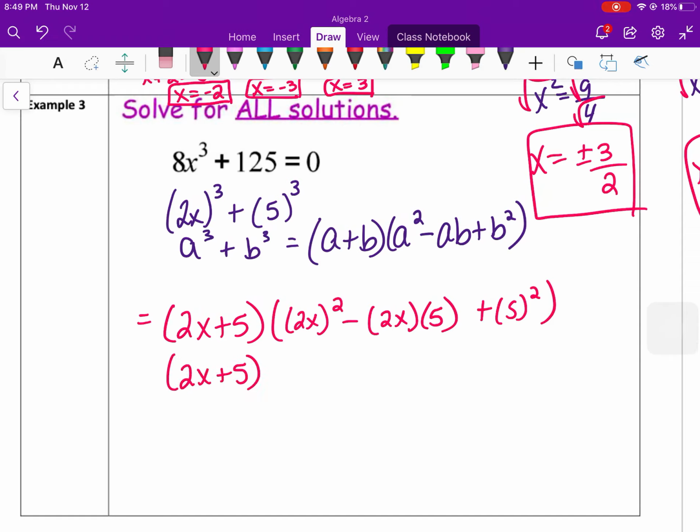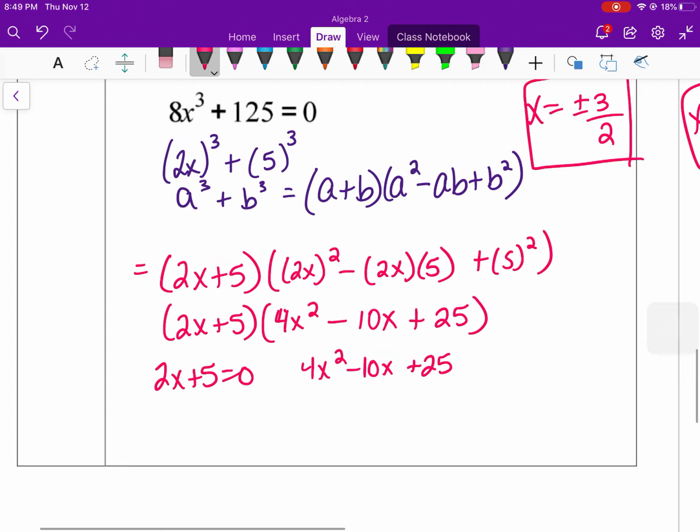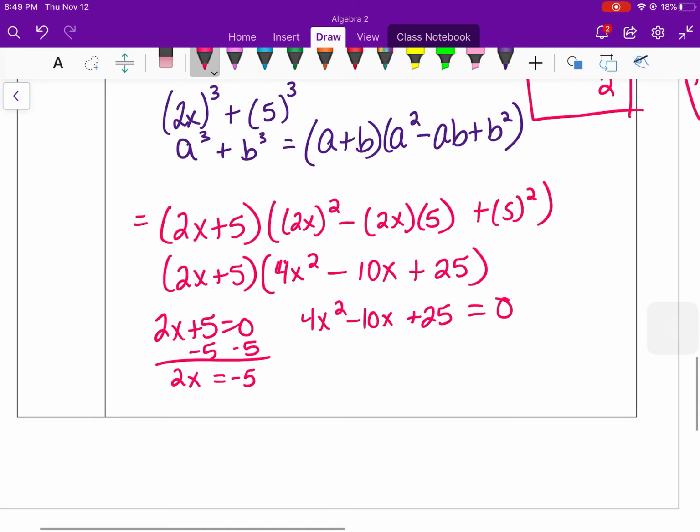So simplifying that out, 2x plus 5, 2x squared is going to be 4x squared, 2x times 2x, minus 2x times 5 is 10x, and then plus 5 squared is 25. Set both equal to 0 and solve. 2x plus 5 equals 0, or 4x squared minus 10x plus 25 equals 0. The left side I can solve as a simple linear equation, 2 steps. Subtract 5 and then divide by 2.